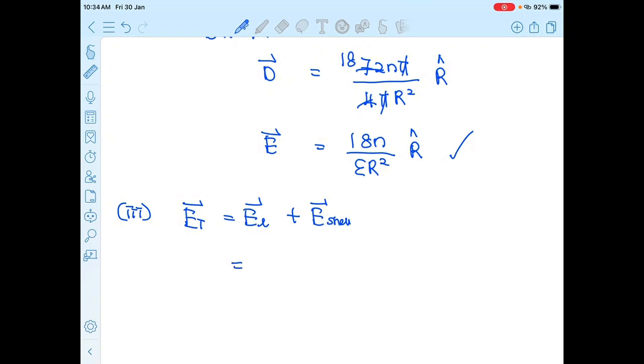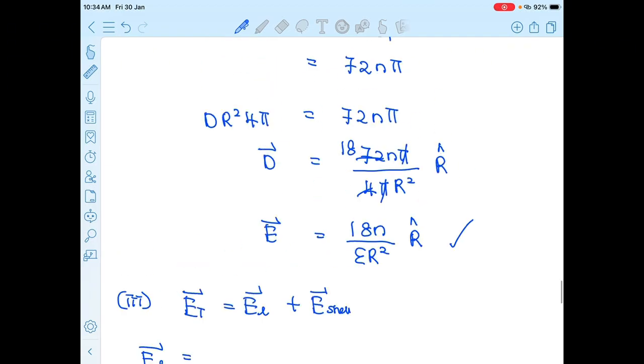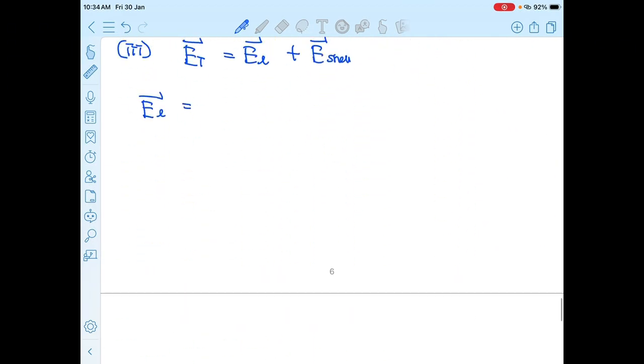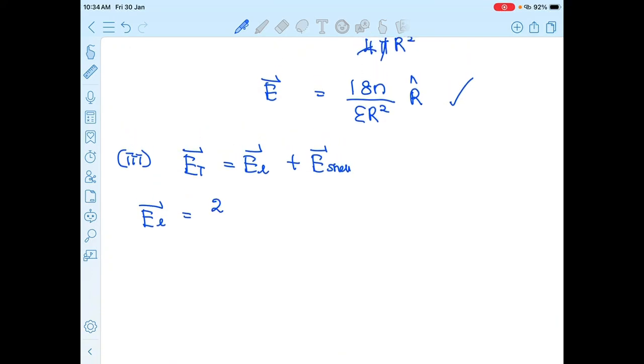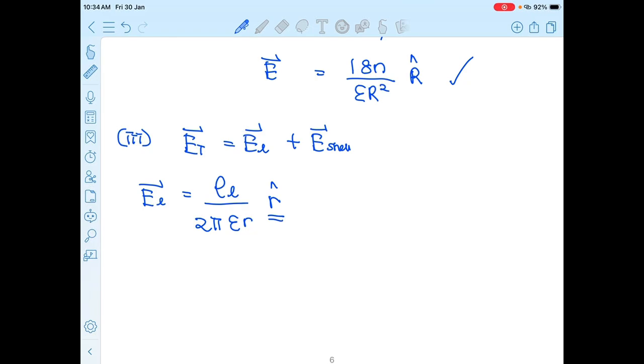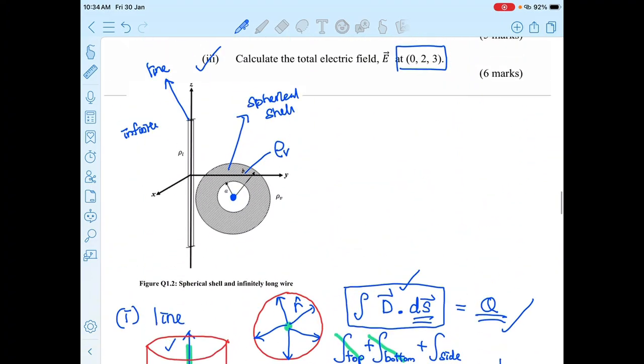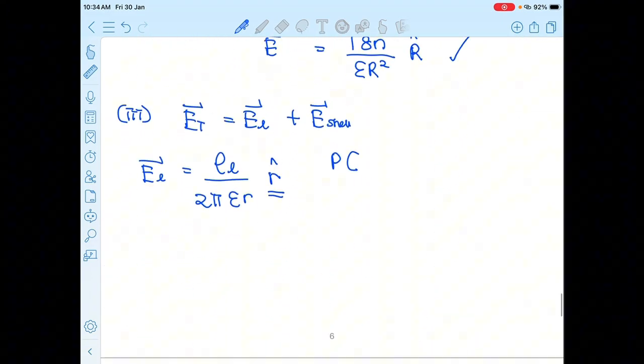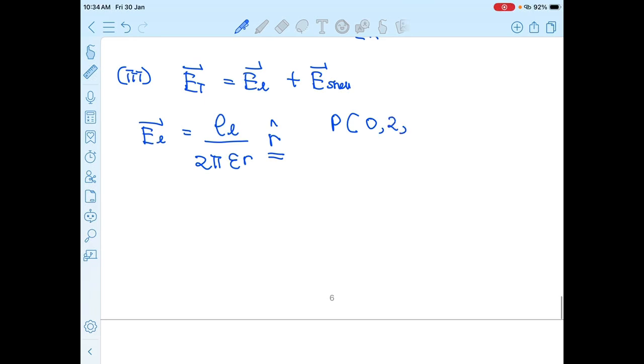For the E from the line, EL, what is our EL formula? EL is rho L over 2 pi epsilon R, in the direction of unit vector R. The first thing is to find this R. Our observation point is 0, 2, 3. So how do we find R?